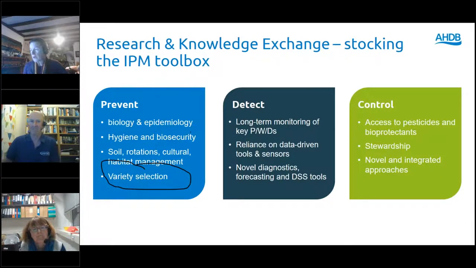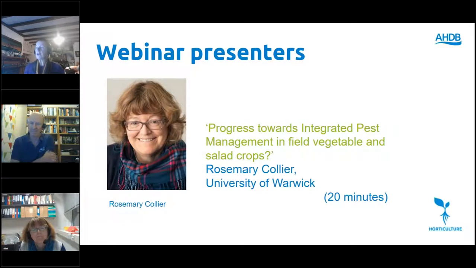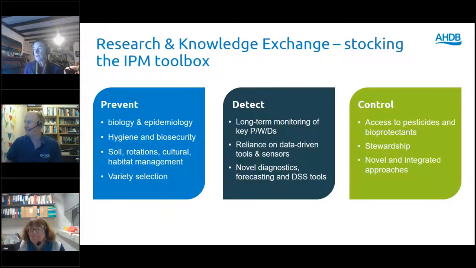Our second speaker is Rosemary Collier. Rosemary is trained as an entomologist and has worked on the pest insects of horticultural crops for many years. Her main research interest is the development and application of integrated pest management strategies for horticultural crops. She's also interested in the wider aspects of food production and consumption, and in recent years has collaborated with colleagues in a range of disciplines and projects, even associated with food and food security. So Rosemary will be talking about IPM in a range of crops and helping us to see how we can fit all these pieces of the IPM jigsaw together.